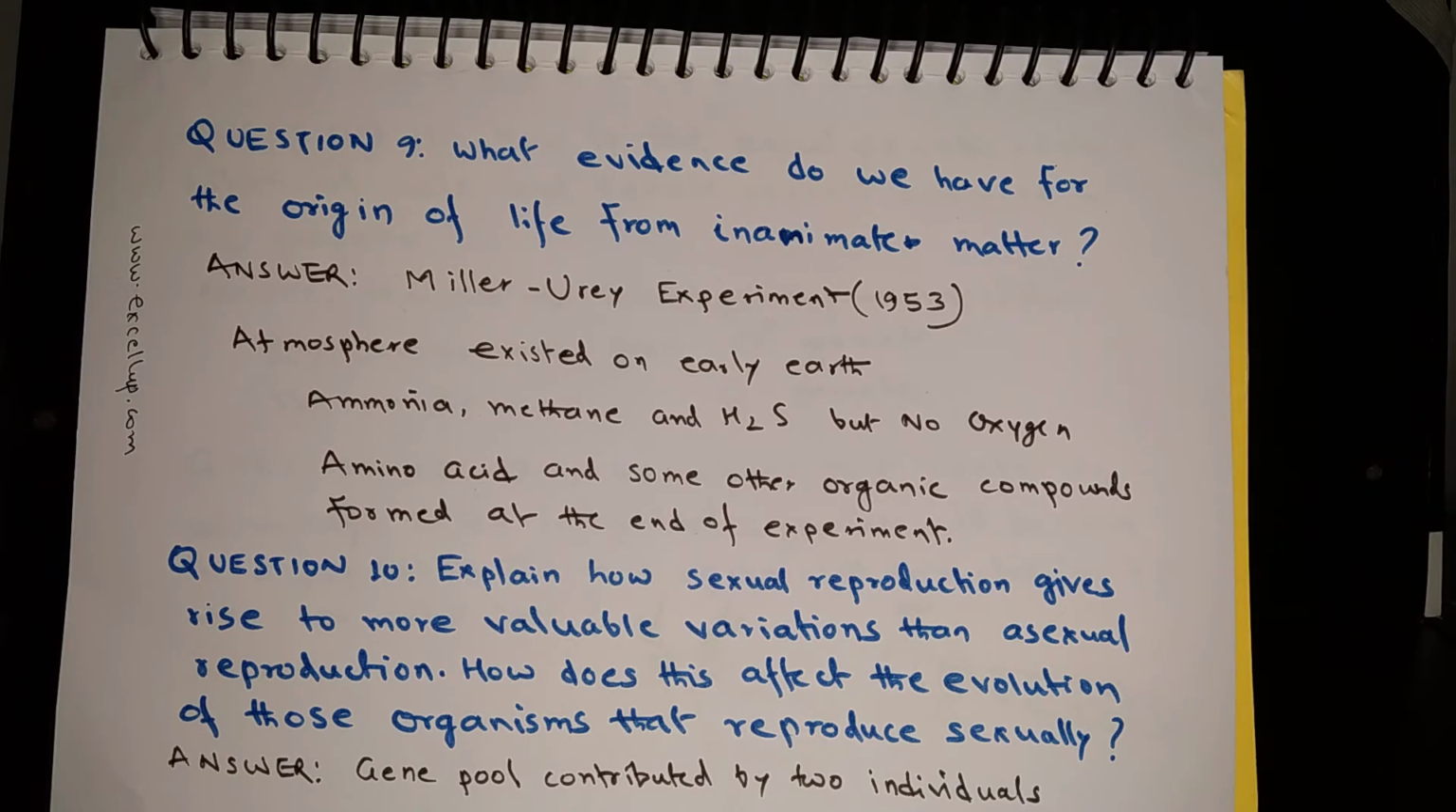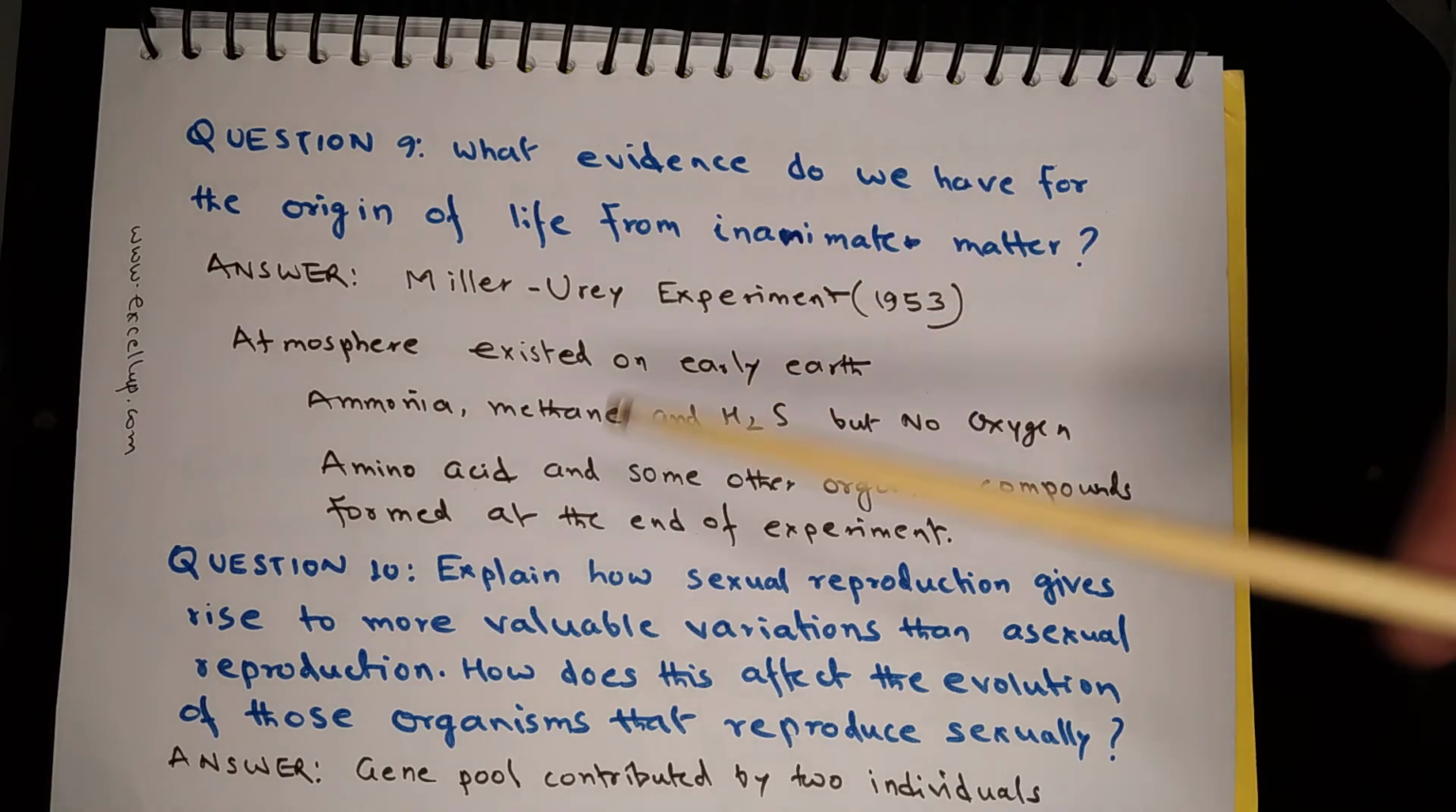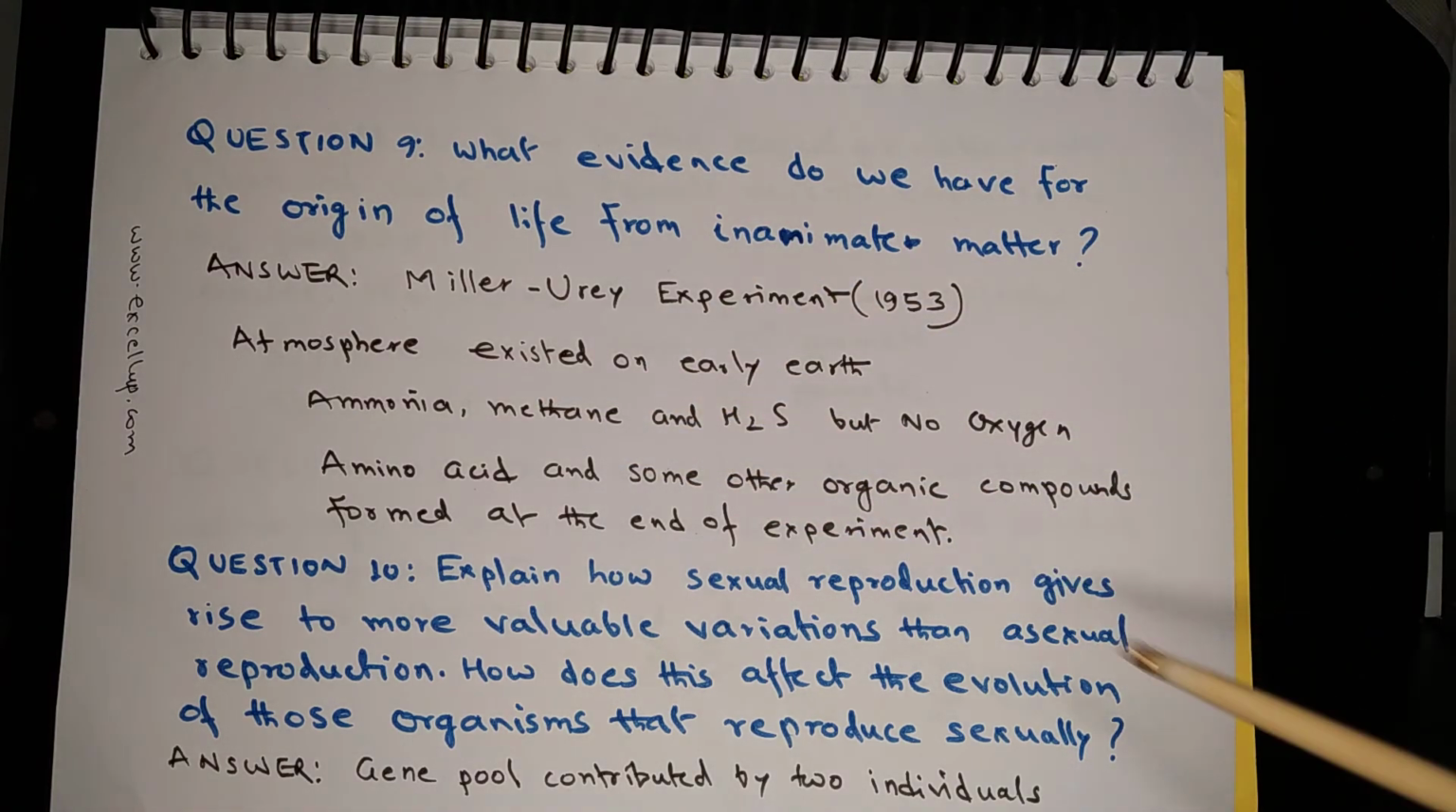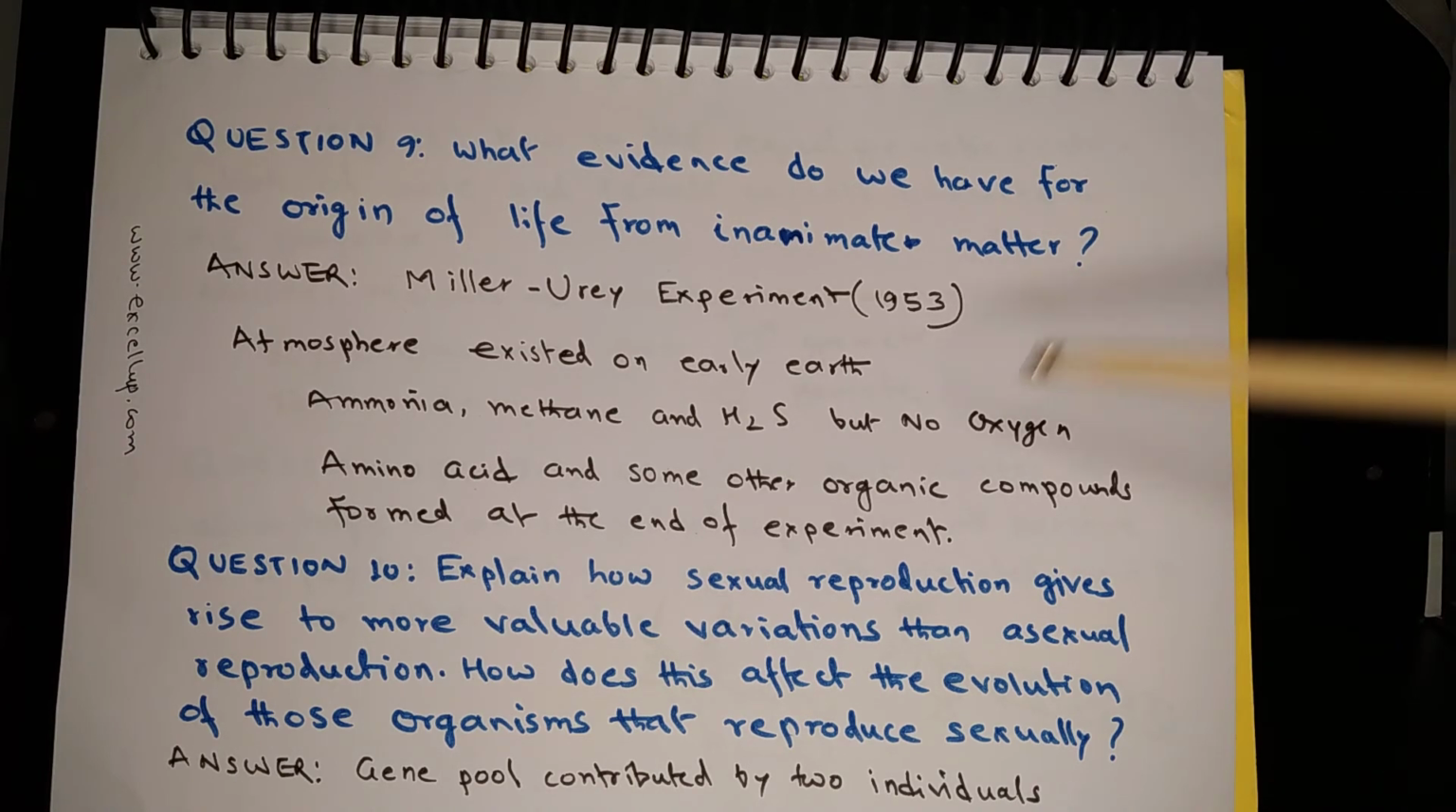So they created an atmosphere which contained ammonia, methane, hydrogen sulfide, but there was no oxygen. And in that artificial atmosphere, they released electric sparks to provide energy. And after about 15 days, at the end of the experiment, some organic compounds and amino acids and some other organic compounds were formed.